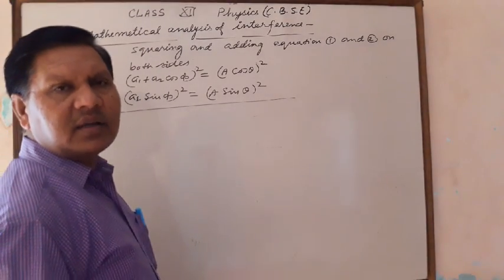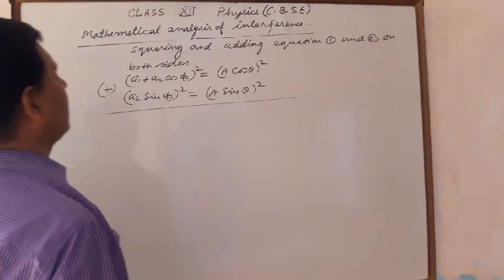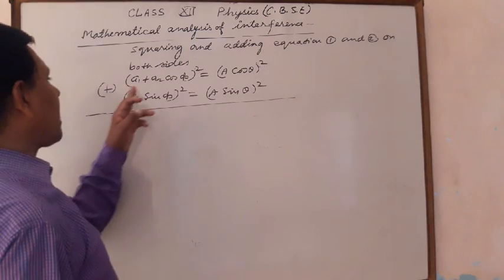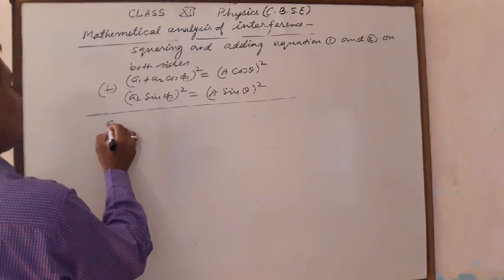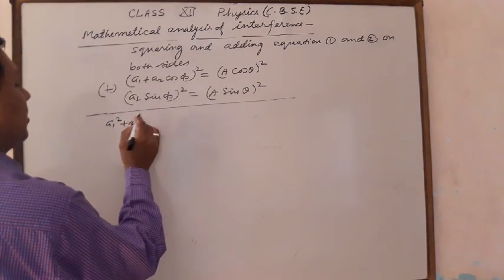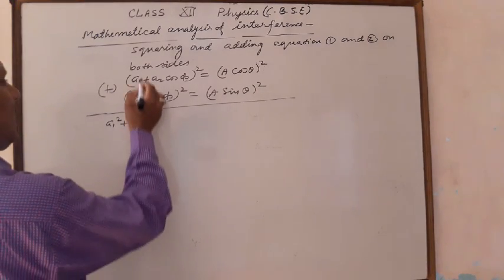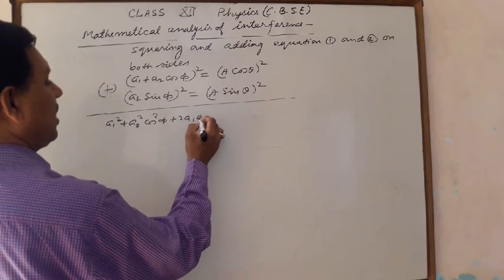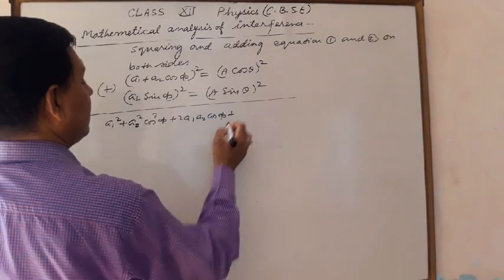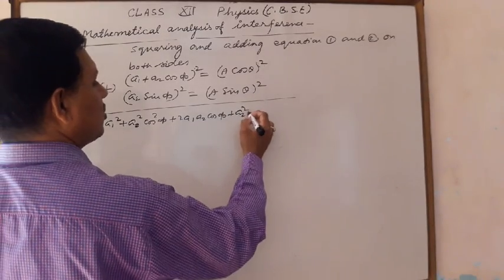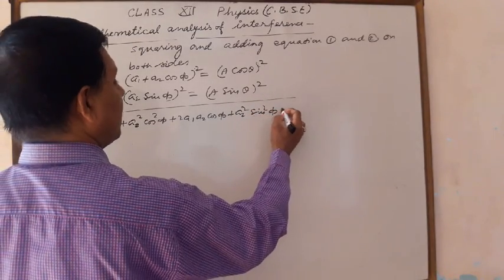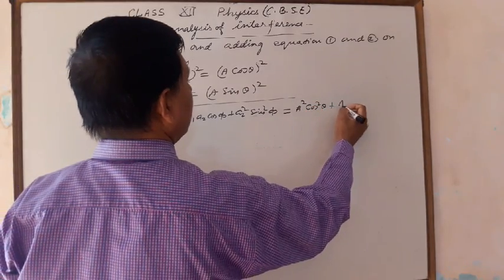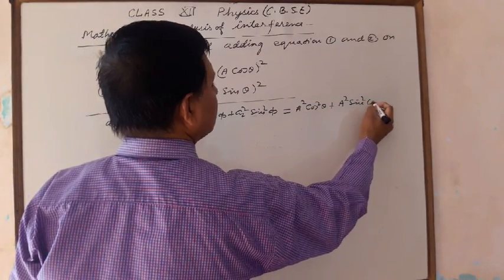Squaring and adding both sides of the first and second, or second and third equations, we get (A1 + A2 cos phi) whole square, which is A1 square plus A2 square cos square phi plus 2A1 A2 cos phi plus A2 square sin square phi is equal to A square cos square theta plus A square sin square theta.